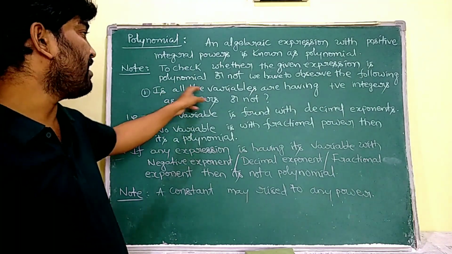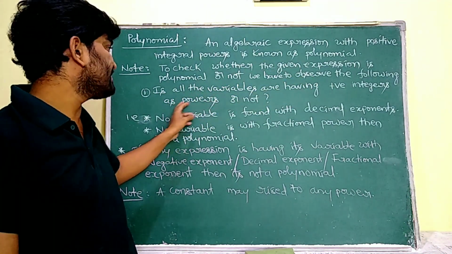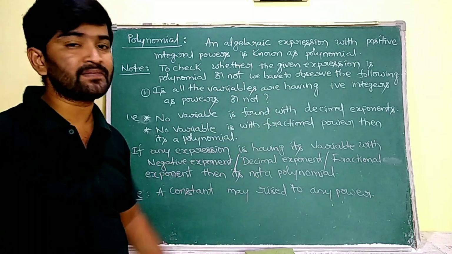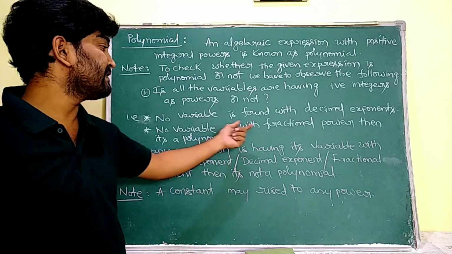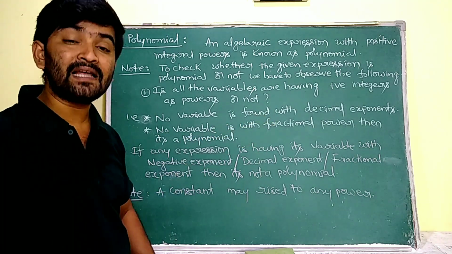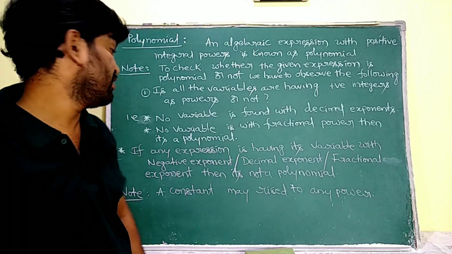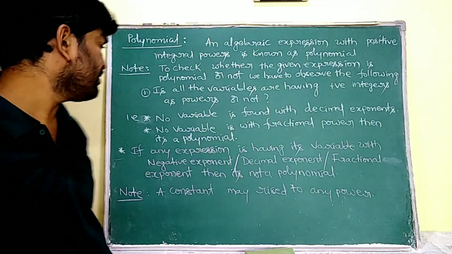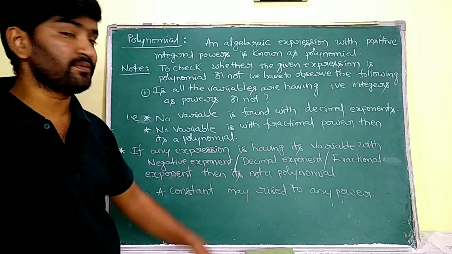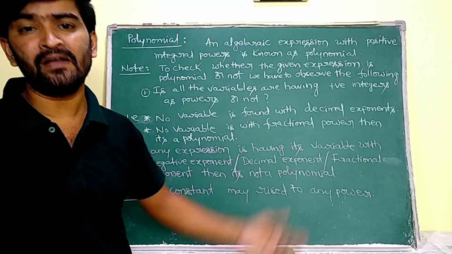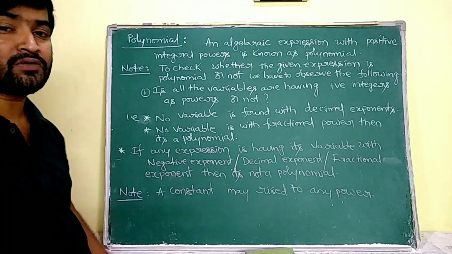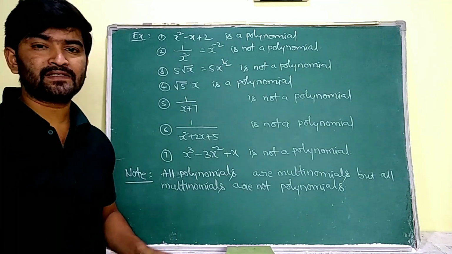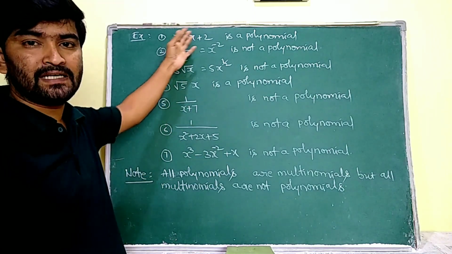That is, we have to find out first whether all the variables have positive integers as powers or not. Next, no variable is found with decimal exponents. No variable is with fractional powers. Then that algebraic expression is known as a polynomial. Okay, if any expression has a variable with a negative exponent or decimal exponent or fractional exponent, then it is not a polynomial. Okay, that we have to remember. And a constant may be raised to any power. Now we are going to discuss examples for the above discussed things.